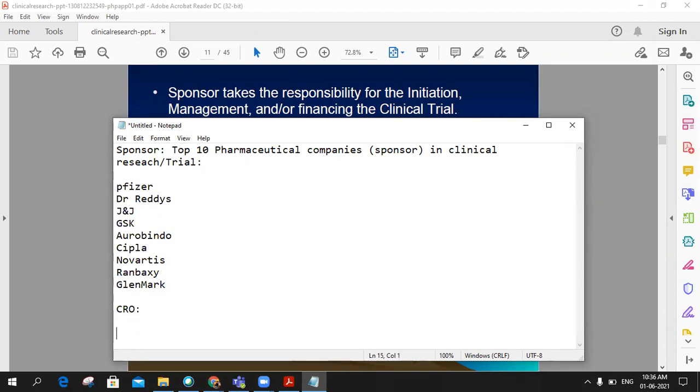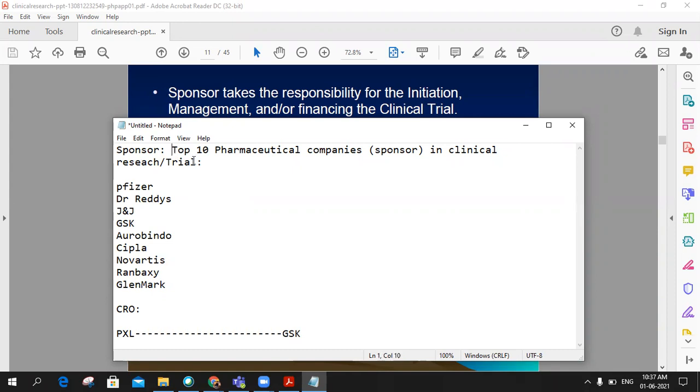So now you must have understood the difference between sponsor and CRO. Sponsors are the pharmaceutical companies who develop new drugs, and CROs, or contract research organizations, can take some responsibility from the sponsor, but a CRO will never develop a new drug. They only conduct the clinical trials for sponsors. For example, if GSK is giving a trial, Parexel will do the clinical trial for the GSK drug. So that is the difference between sponsor and CRO.